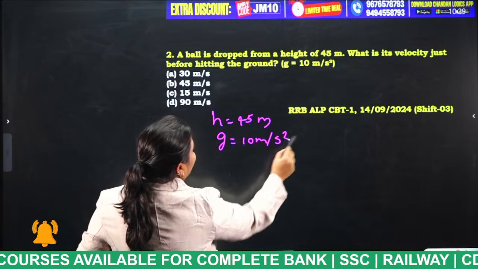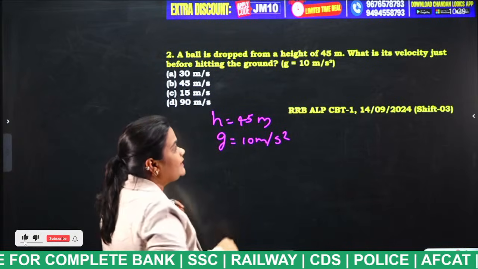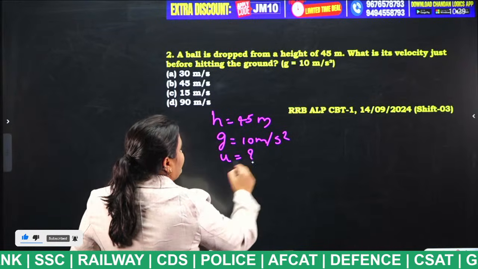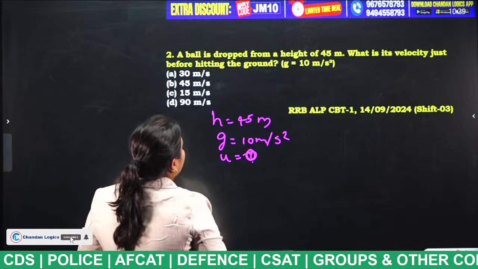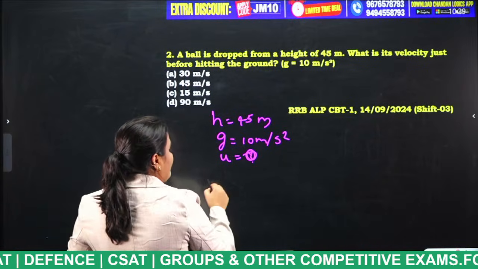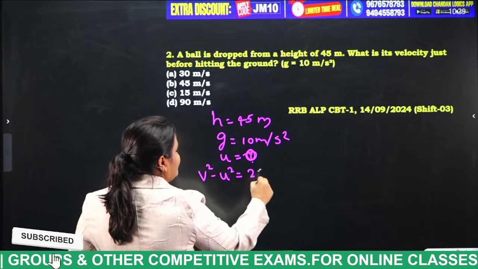Now what we have to find? We have to find its velocity just before hitting the ground. We have to find the final velocity. From this, students, we have a formula. What is that? V square minus u square is equal to 2gh.